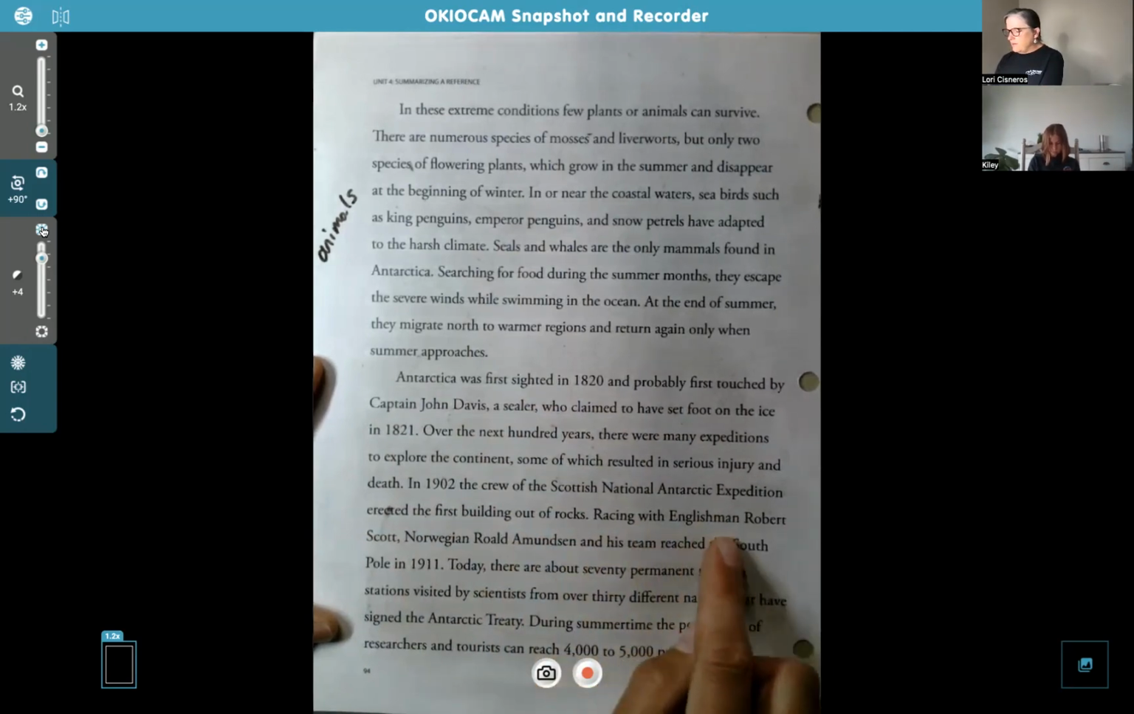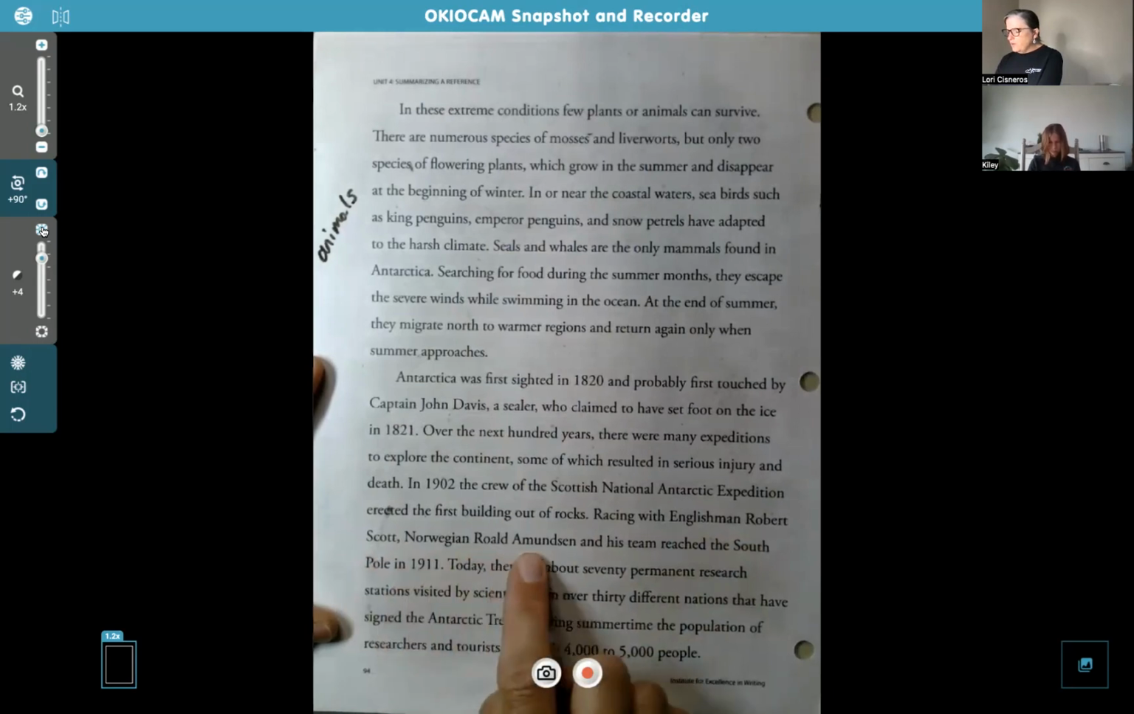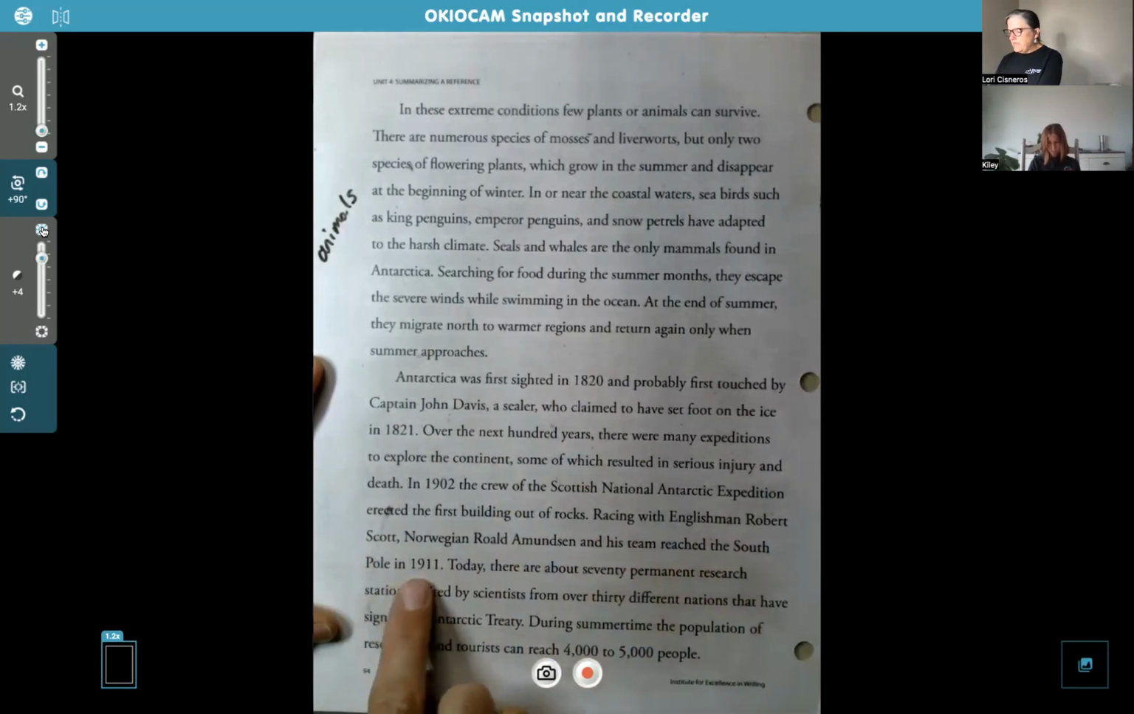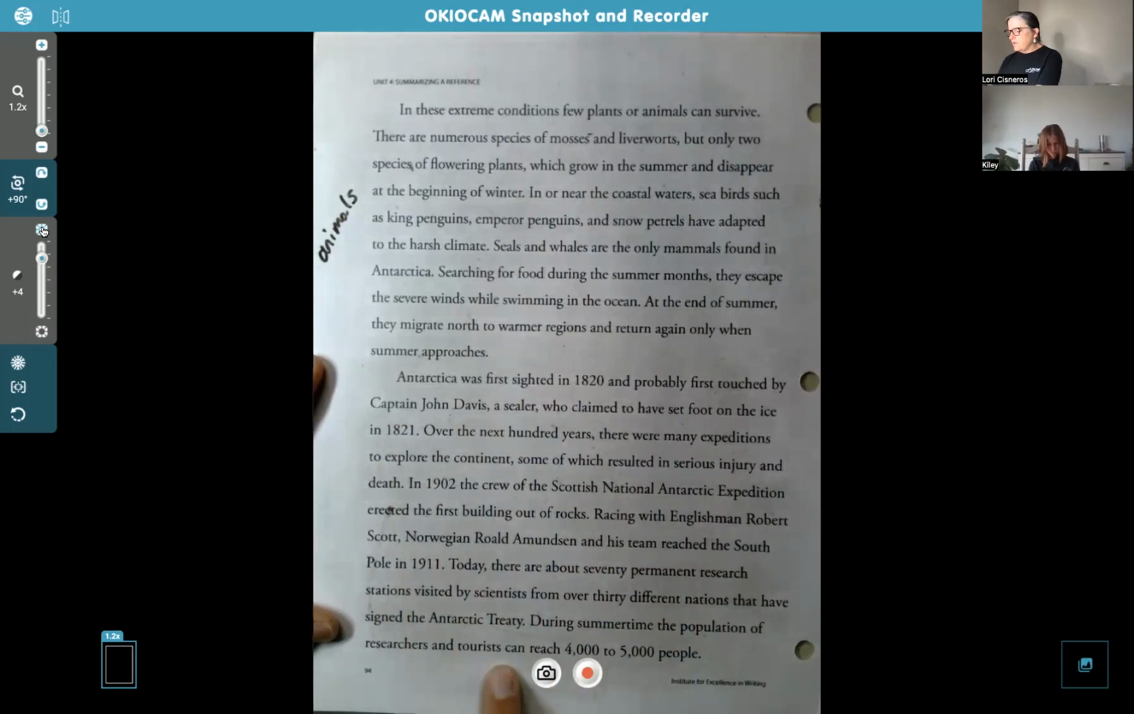Racing with Englishman Robert Scott, Norwegian Roald Amundsen and his team reached the South Pole in 1911. Today, there are about 70 permanent research stations visited by scientists from over 30 different nations that have signed the Antarctic Treaty. During the summertime, the population of researchers and tourists can reach 4,000 to 5,000 people.